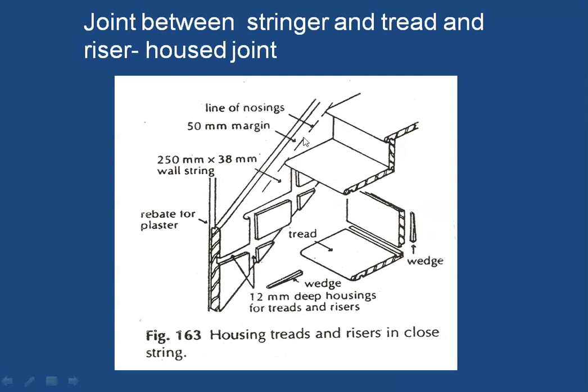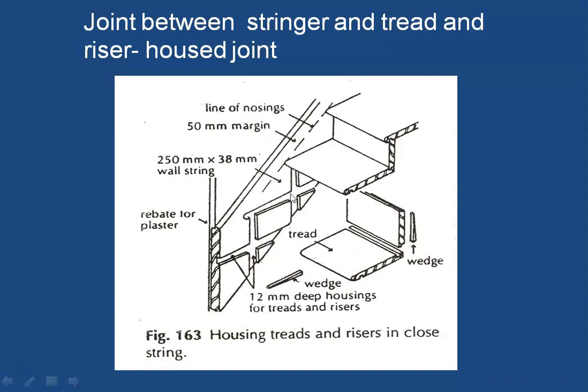Now obviously you will see that the tread and riser combination has also to be connected to the stringer or the string which is there on the side. So to fix this, the string is cut inside like this with a groove. As I told you, these are the grooves which are made inside the stringer to accommodate the tread and riser combination. These grooves are called the housing, and the tread and the riser go inside this and get fixed.